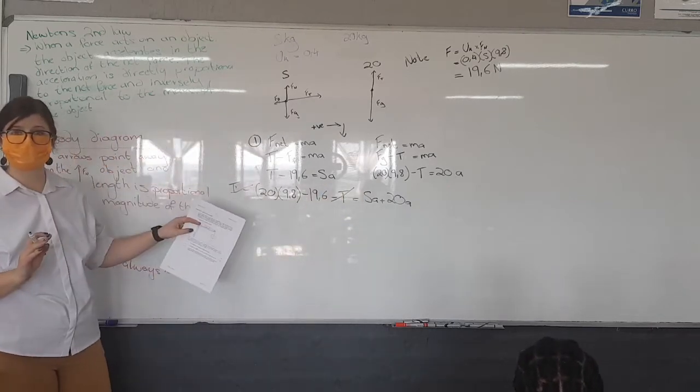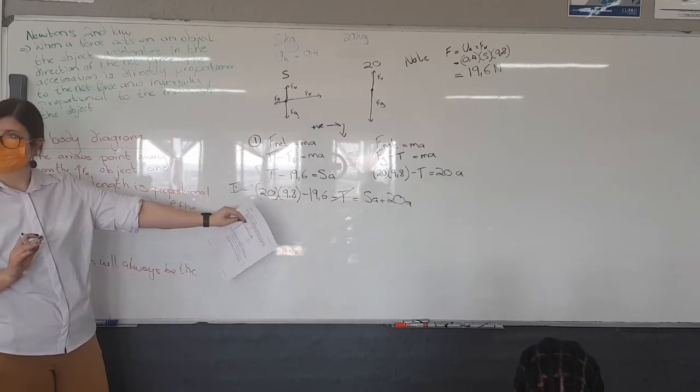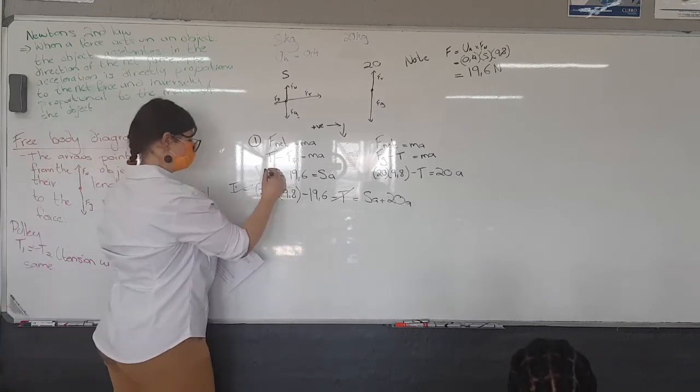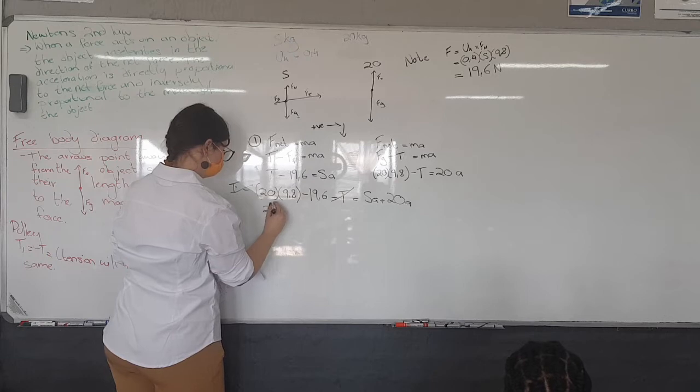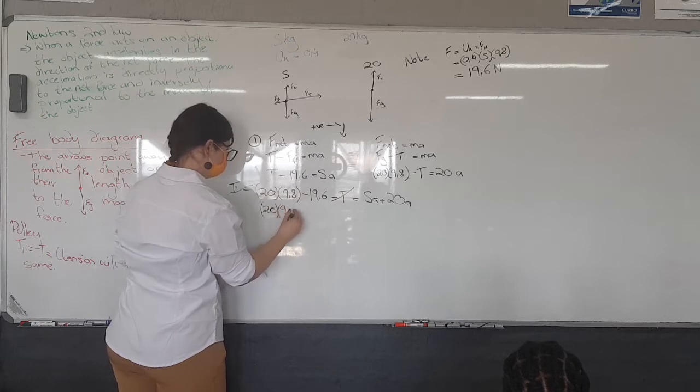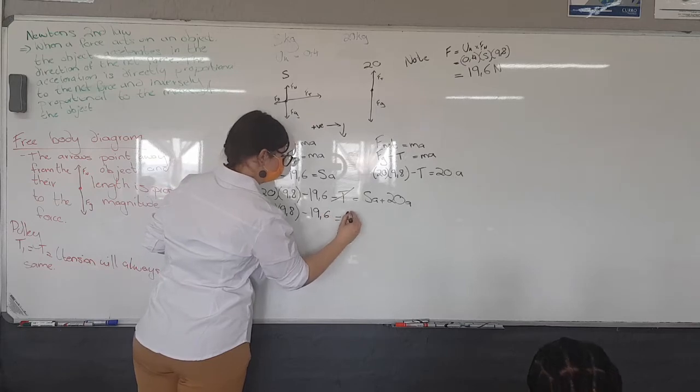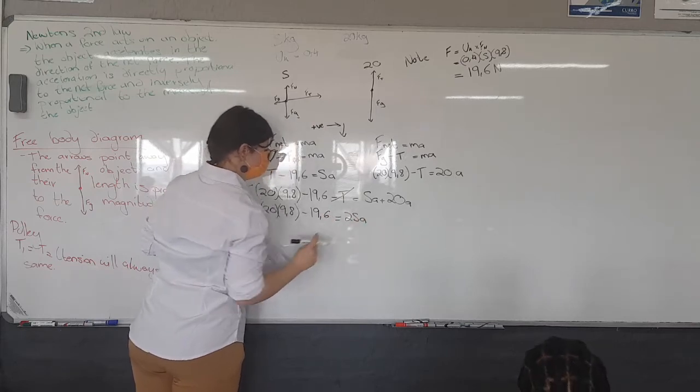Alright, because I've got positive tension and a negative tension. You guys happy with how I'm doing this? Alright, so now I've got 20 times 9.8 minus 19.6 is equal to 25A.